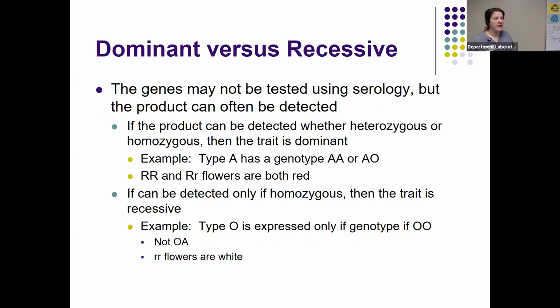So if you can detect the gene only in homozygous, then of course the trait is recessive. You guys know that. An example of that is our group O, like I mentioned. They have to have the amorph gene, OO.